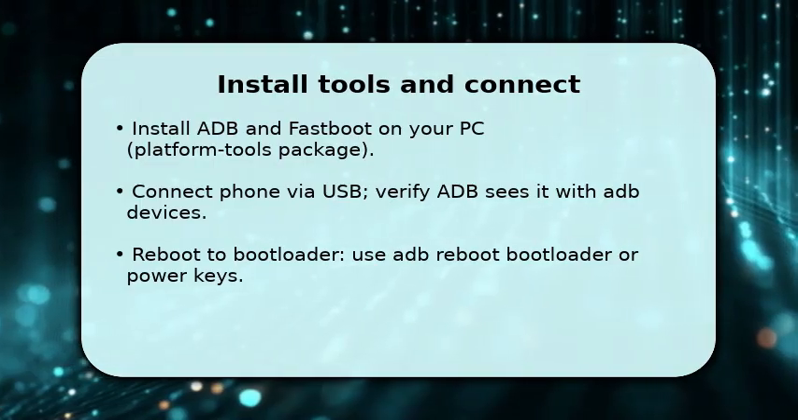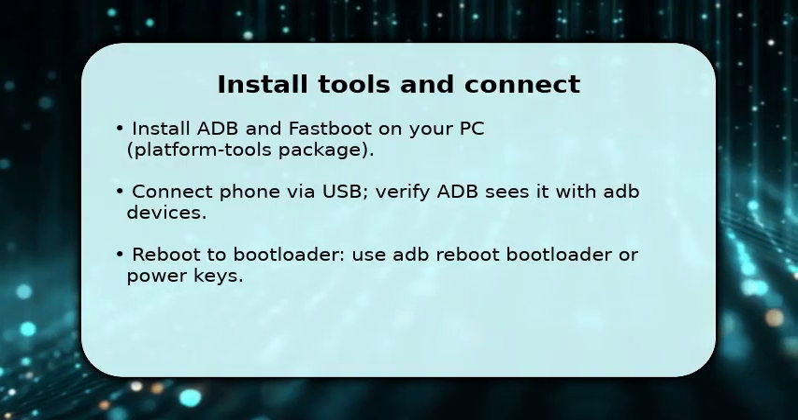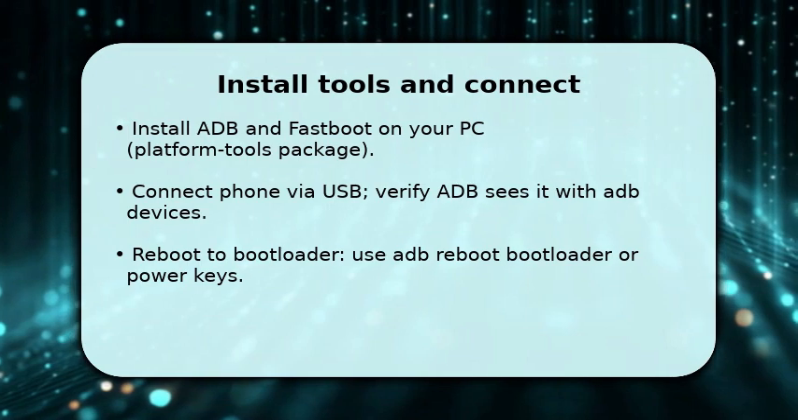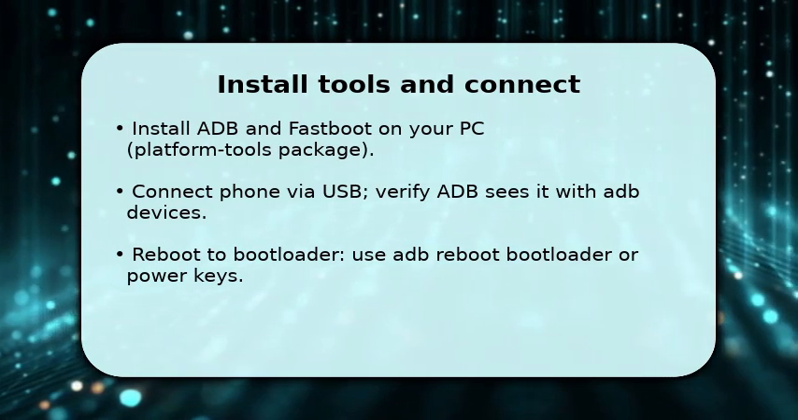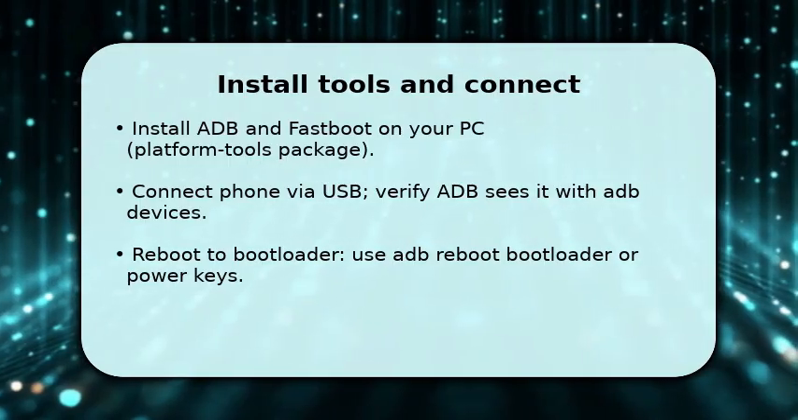Next, reboot the device into the bootloader using ADB reboot bootloader or the device key combo. You do this because unlocking the OEM flag is performed at the bootloader level. Fastboot will be the utility you use to send the unlock command.